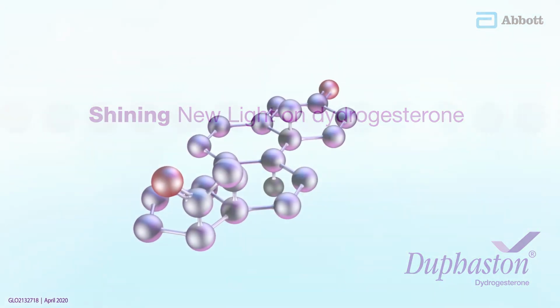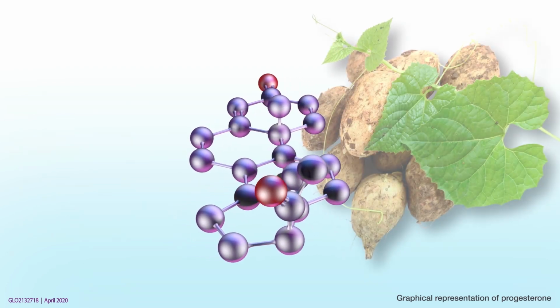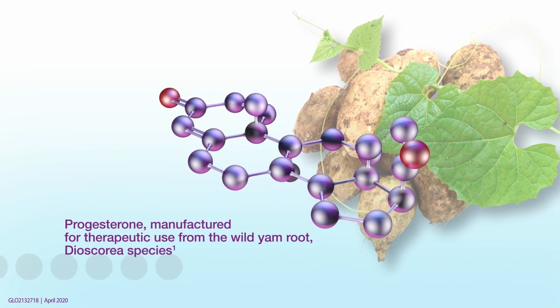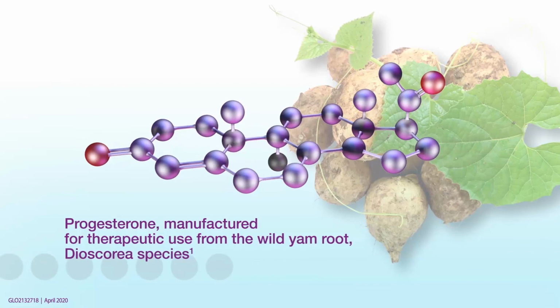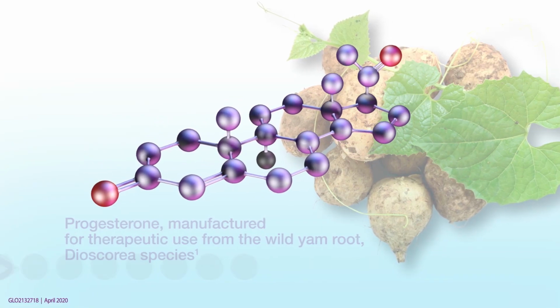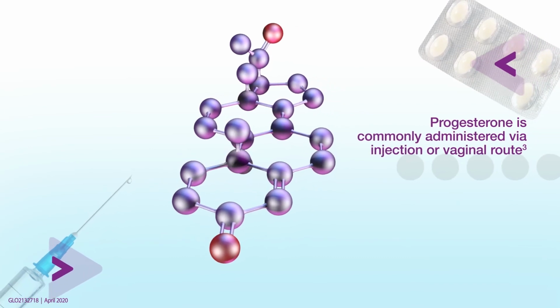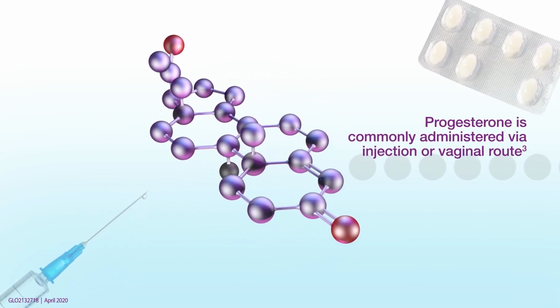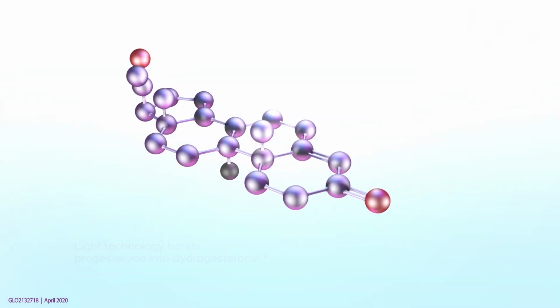Progesterone is a steroid comprising 3 cyclohexane rings and 1 cyclopentane ring. It is manufactured for therapeutic use from the wild yam root, Dioscorea species. Due to rapid first-pass liver metabolism, progesterone has variable concentrations and very low oral bioavailability. Therefore, it is administered via injection or vaginal route, which are not easy to use and are associated with side effects.